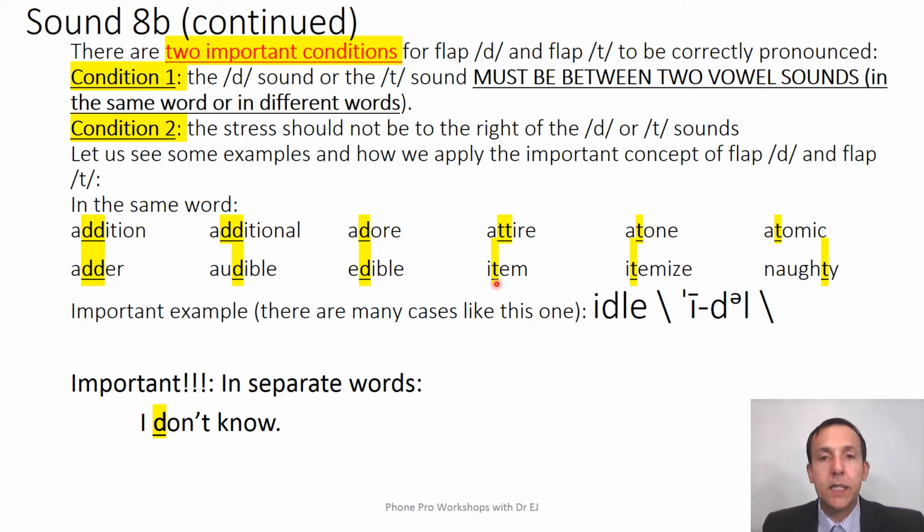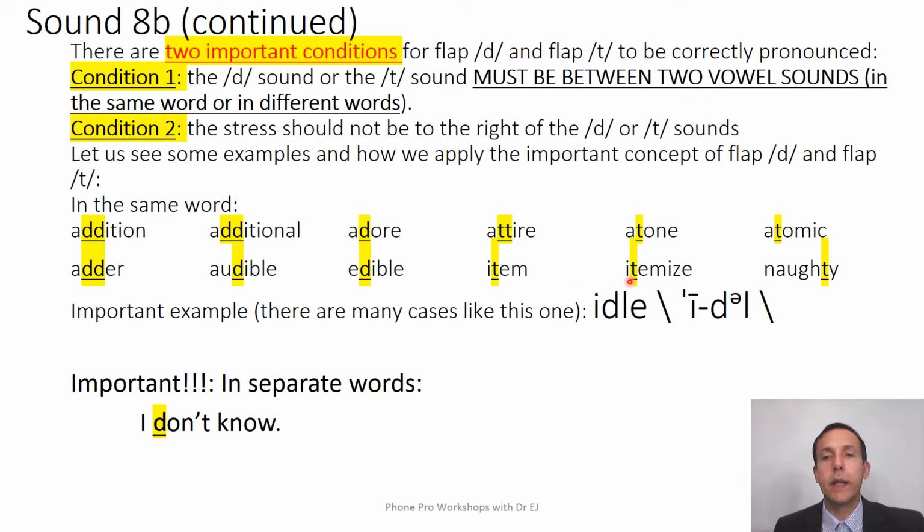Condition number 1 is the sound T between two vowel sounds. Listen. Item. Yes, I and M, A. So condition number 1 is okay. Now, condition number 2, is it met? Is this vowel stressed? Do you say item? No, you don't. So this is not stressed. So condition number 1 and condition number 2 are met. Therefore, you can say item with flap T.